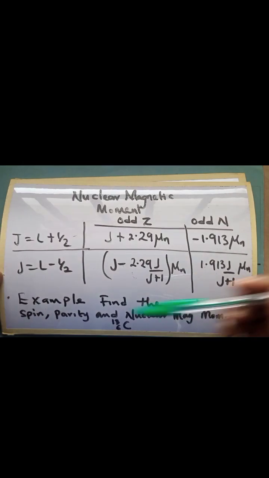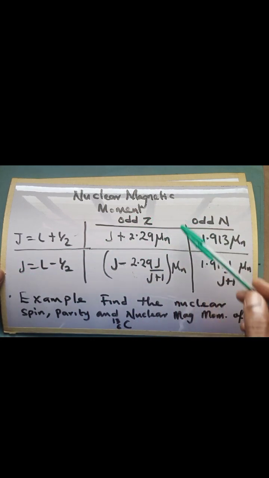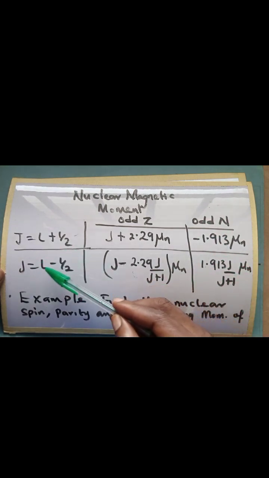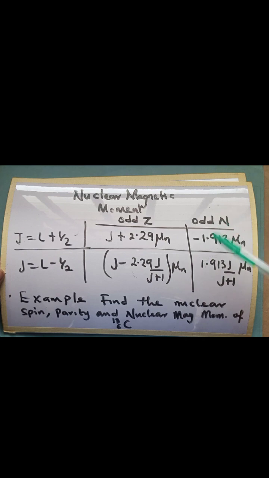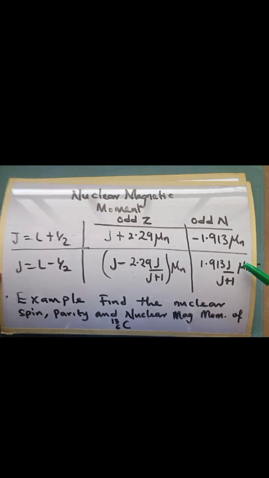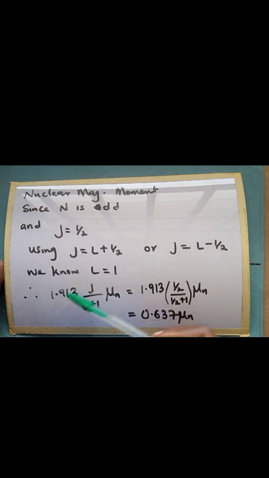If you notice, since this is an odd neutron, we are going to use this expression because we have agreed that L minus half is equal to half, so it falls under this category. So it is 1.93 J all over J plus 1 times mu N. This expression now becomes 1.93 times half, J here is half, all over half plus 1. By the time you simplify everything, you get this particular expression.